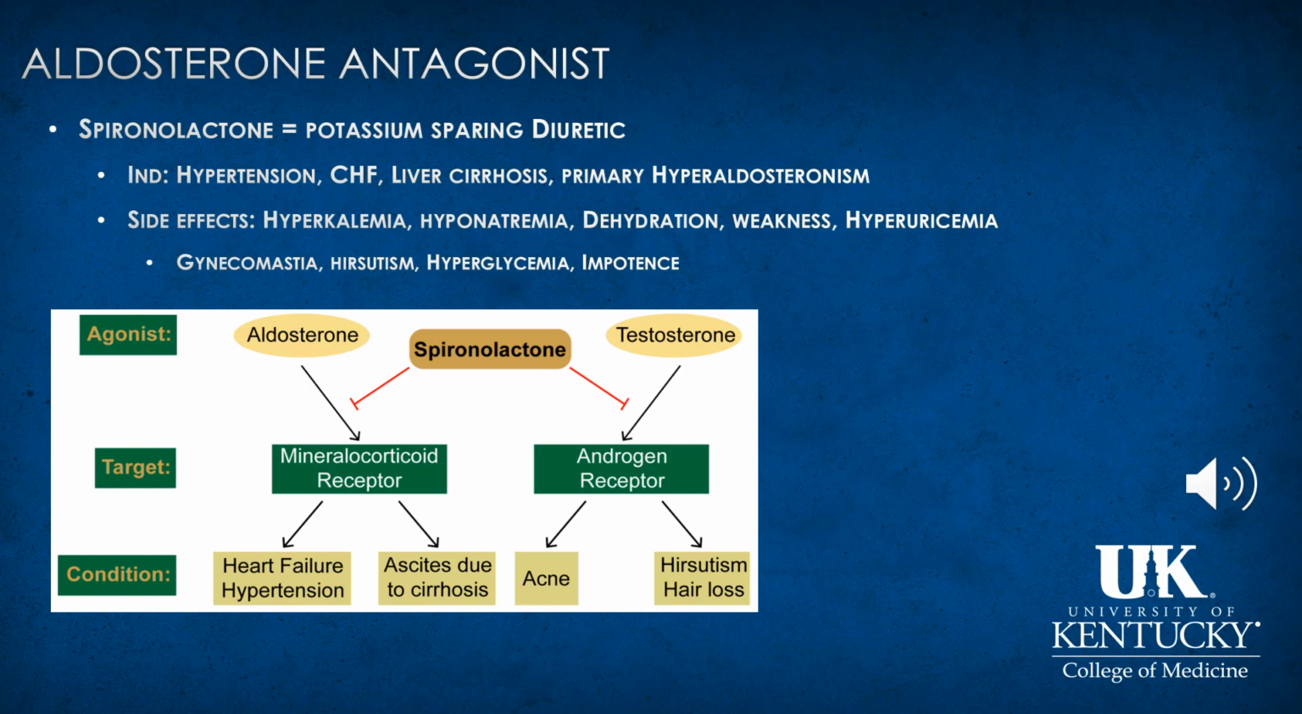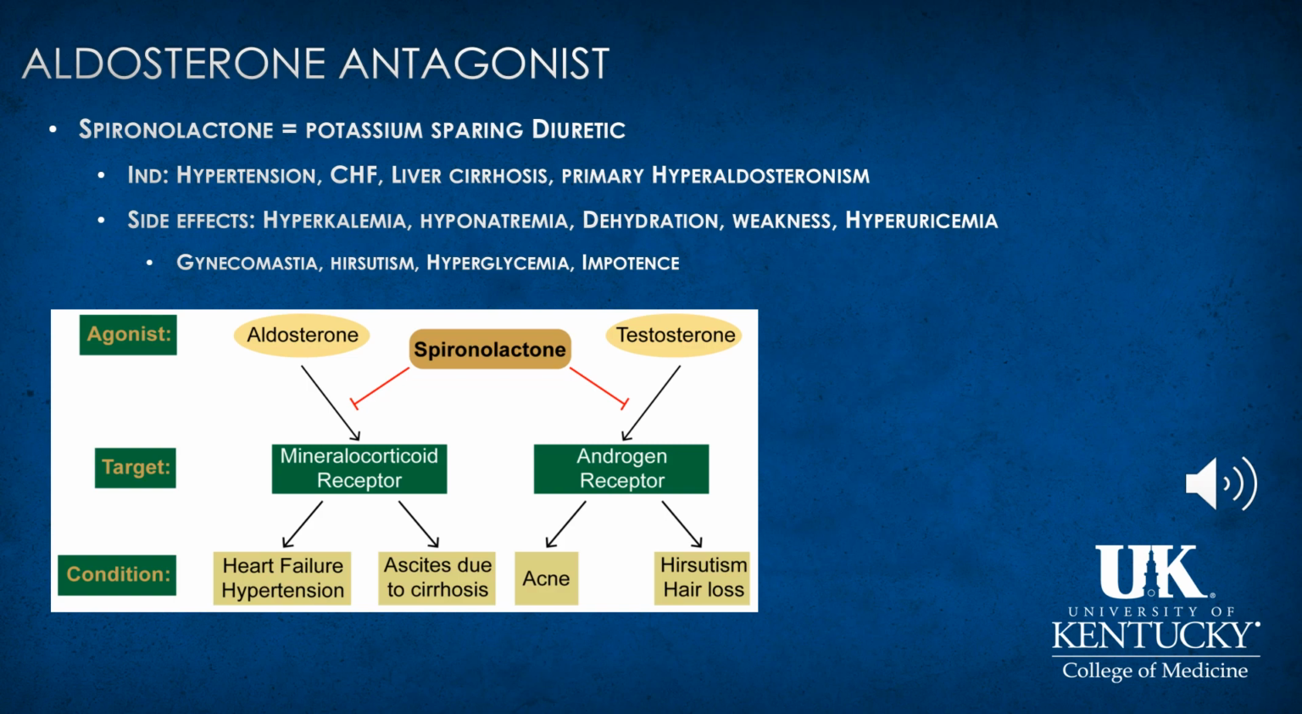So let's talk about aldosterone antagonism. Where we explore this concept with a pharmacological intervention is spironolactone, which is a potassium-sparing diuretic, and it works as an antagonist of the aldosterone activity. Spironolactone is used to treat hypertension, congestive heart failure, liver cirrhosis, and primary hyperaldosteronism.